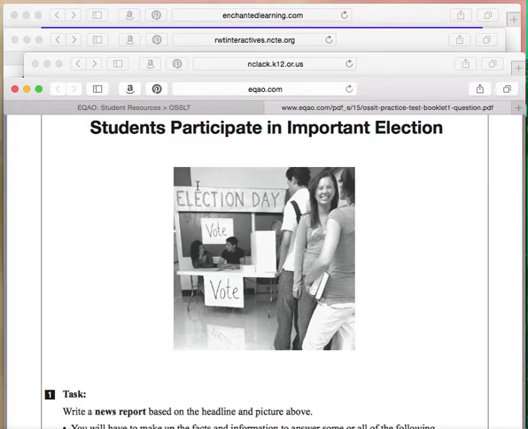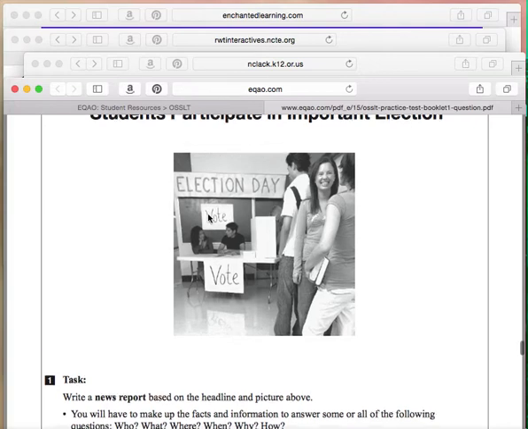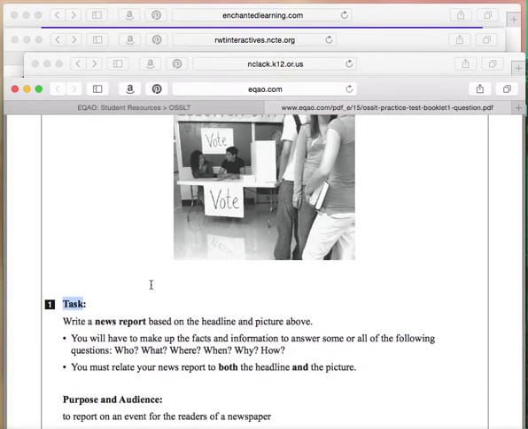We have a picture, and we are allowed to use this picture to infer some meaning. And this is also helpful. It tells us our task. Here it asks us to write a news report based on the headline and picture above. And this is important. You will have to make up the facts and information. So there is a bit of role playing here. You will have to use your imagination.